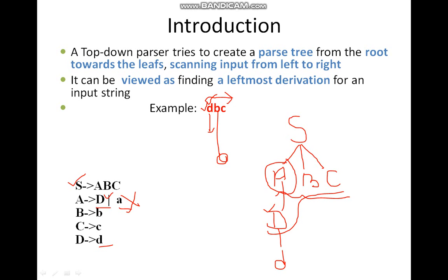So in the term d, b, c, B is the leftmost variable, so we can expand it. So we can generate B. At the place of B we can put what? Small b, and you can clearly see this b has been matched. Okay, now the pointer will move to C.